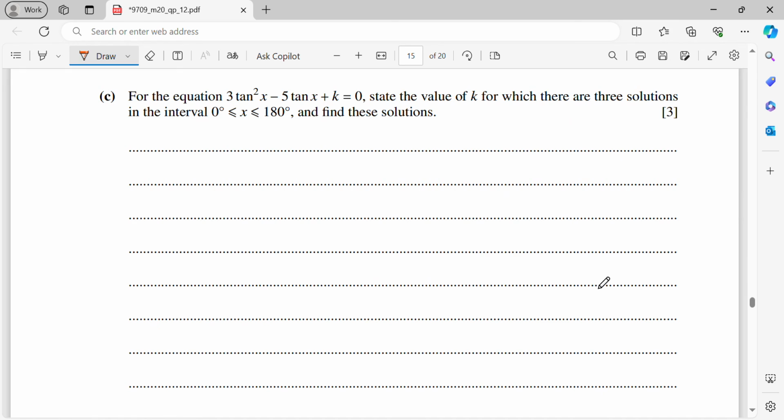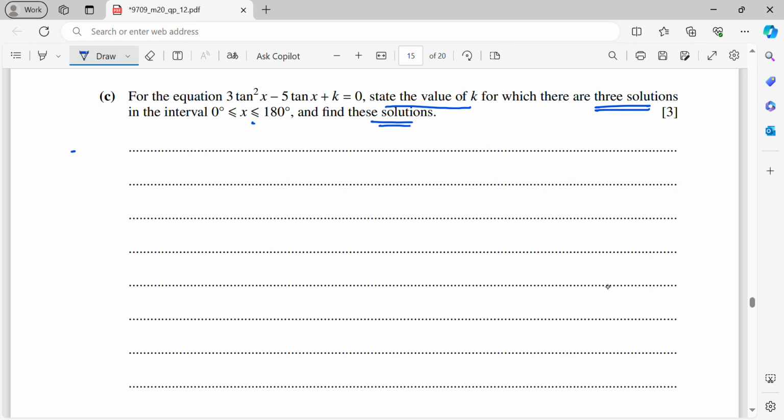Okay, see, for the equation 3 tan squared x minus 5 tan x plus k equals 0, state the value of k for which there are 3 solutions in this interval and find these solutions. So when 3 solutions, okay, let me check. State the k.